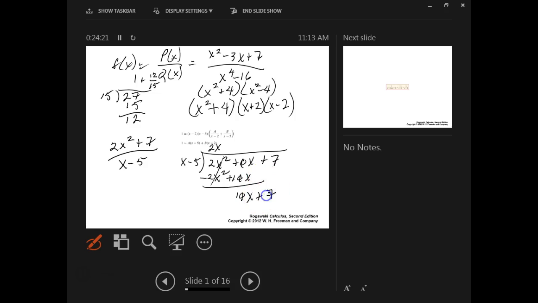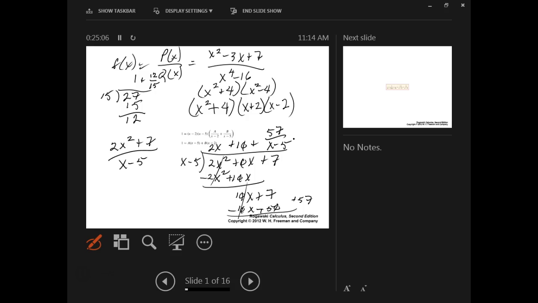Bring down the 7, and then you do it again. X will go into 10x plus 10 times, and then you multiply. 10 times x is 10x. 10 times minus 5 is minus 50, and then you change signs and add. That goes away, and this will give you plus 57 as a remainder, right? Or you could write that as plus 57 over x minus 5.